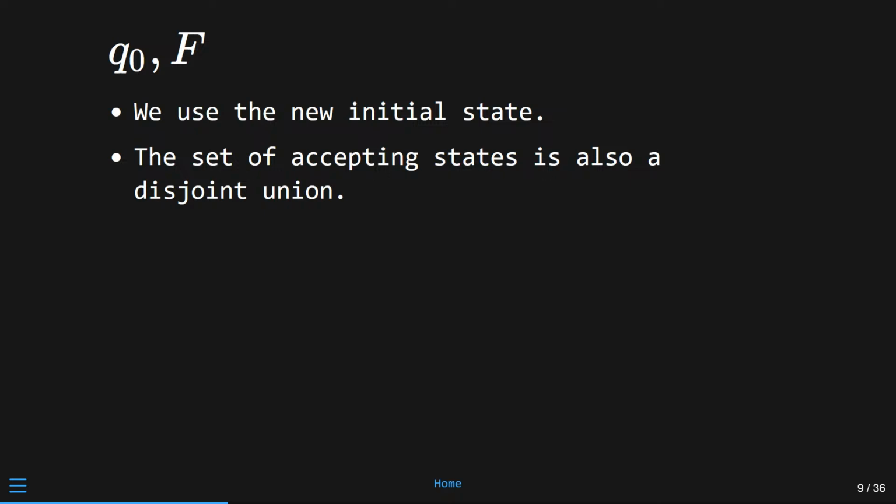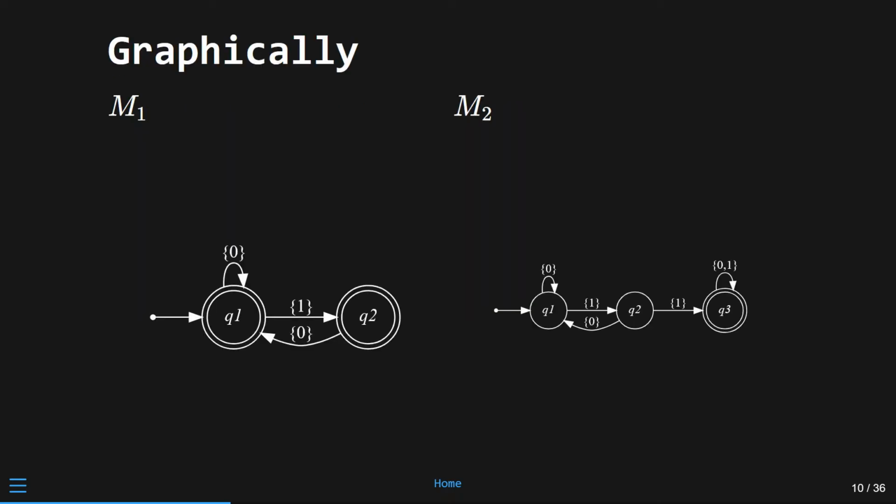The accepting state is also a disjoint union. We don't care which M1 or M2 accepts. We don't even care if both of them accept. We would never check. We're just going to non-deterministically pick one of them that does accept if they do. We'll accept from that one.